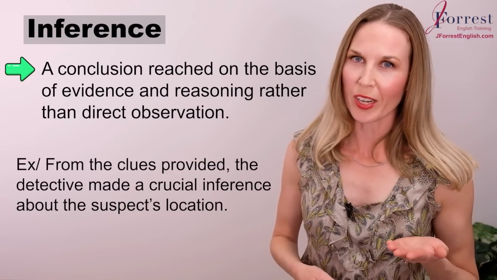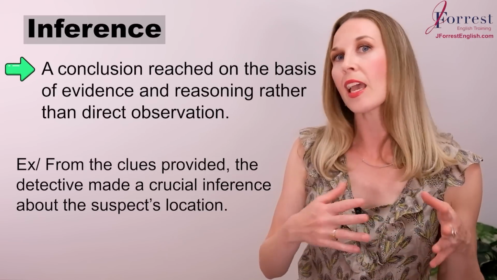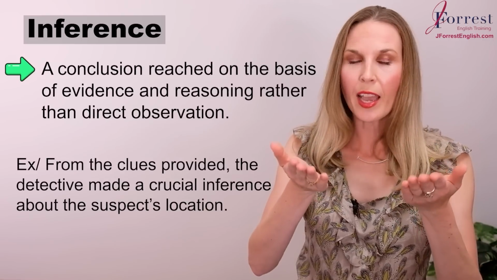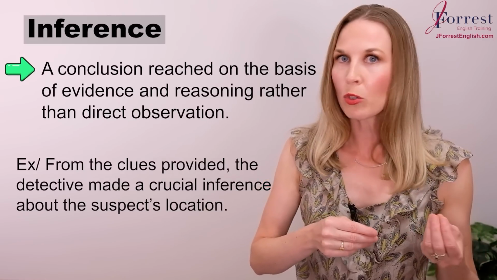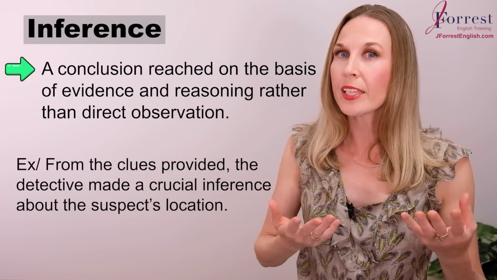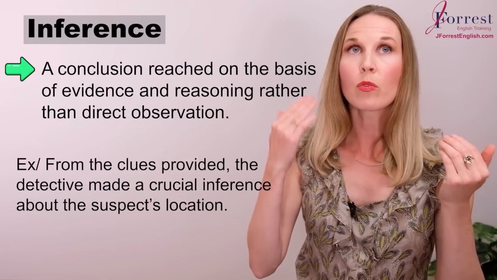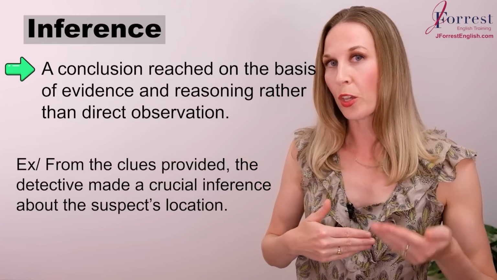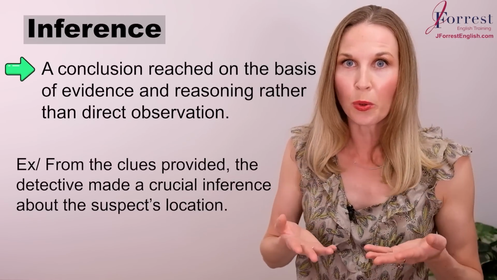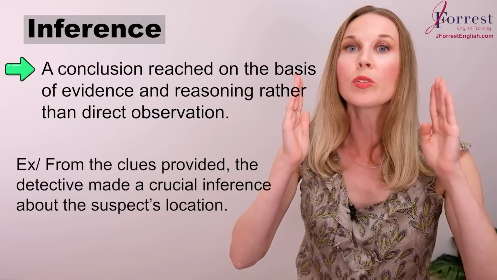Inference. This is a conclusion reached based on evidence and reasoning rather than direct observation. So I could look at something and reach a conclusion. That's direct observation. But maybe I don't have the advantage of looking at something, so I have to use evidence and reasoning to reach that conclusion. That's inference.